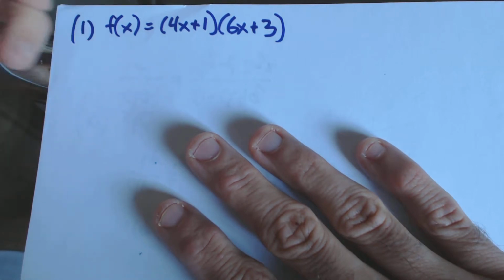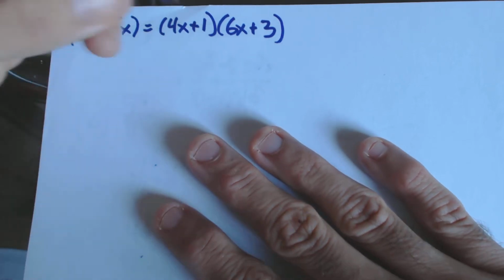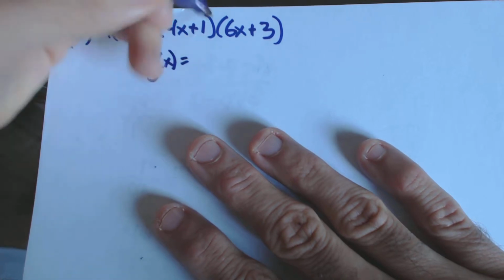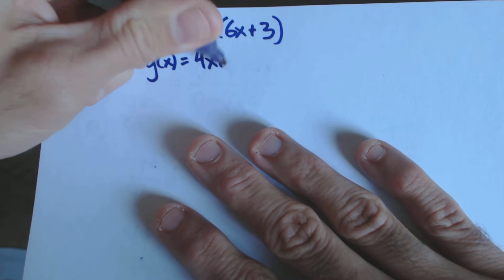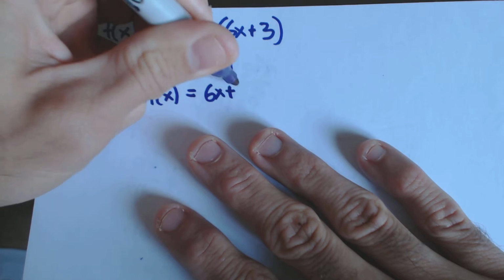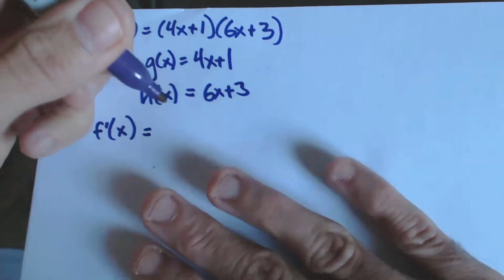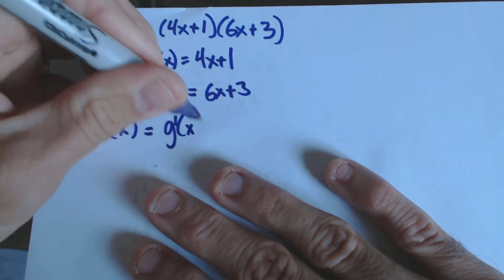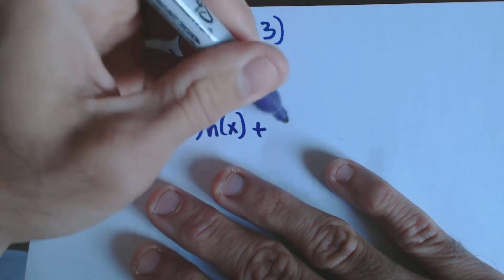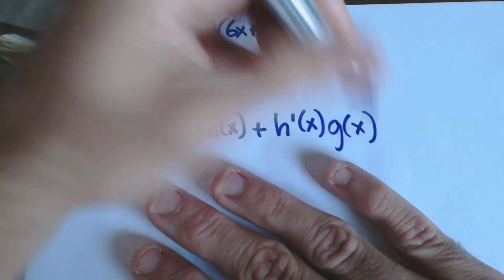So again, we have f of x, which is going to equal two functions here. The first one, let's call it g of x, equals 4x plus 1, and let's call the second one h of x, and that's going to equal 6x plus 3. And so the derivative of this function is going to be the derivative of the first function, g prime of x, times the second function, h of x, plus the derivative of the second function, h prime of x, times the first function.